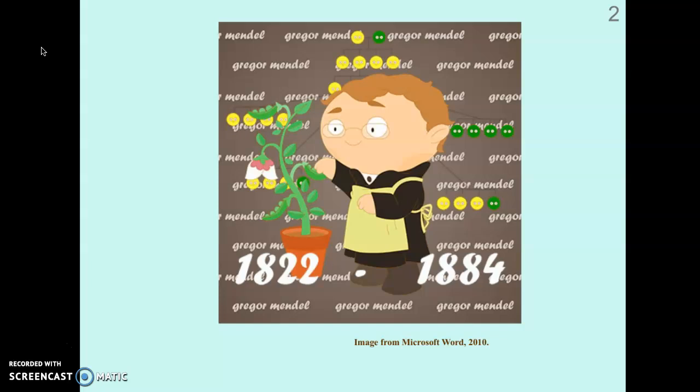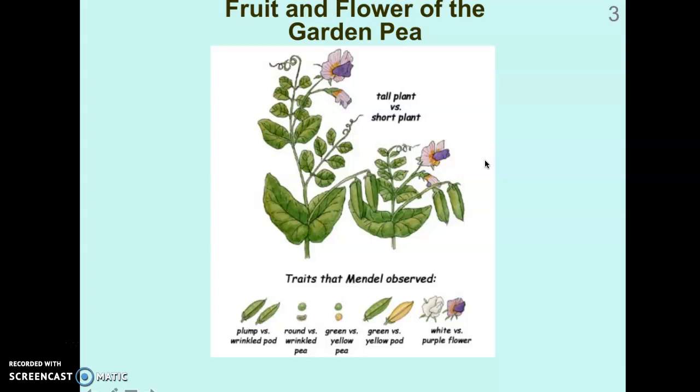One thing he really started to look at was pea plants. He originally started working with pea plants. Here's just a picture of him with a pea plant, and you can see behind it what we call a pedigree chart. It's just an interesting graphic.